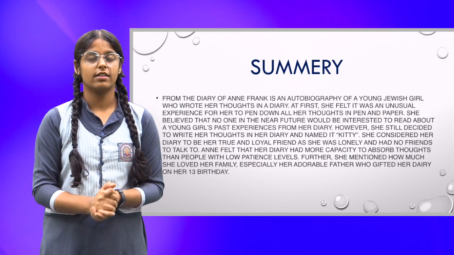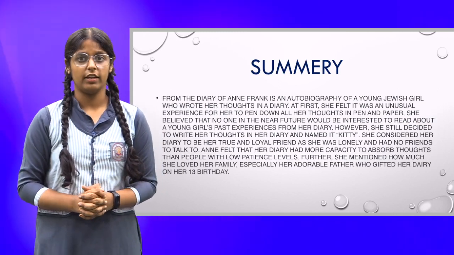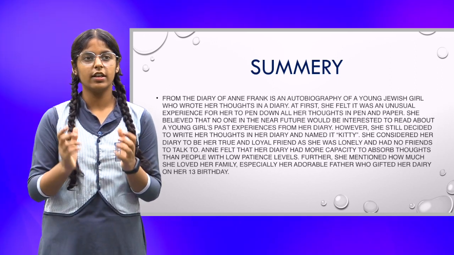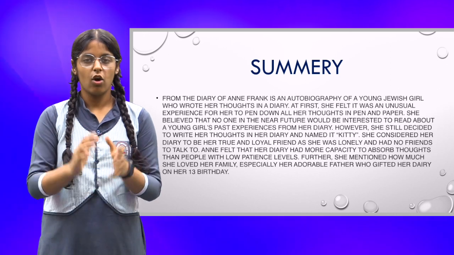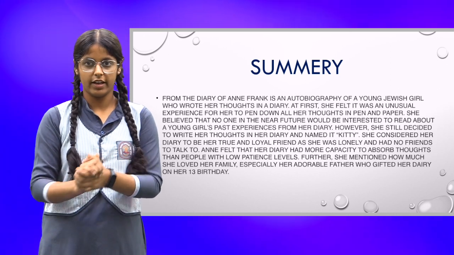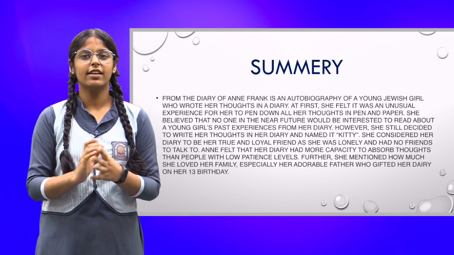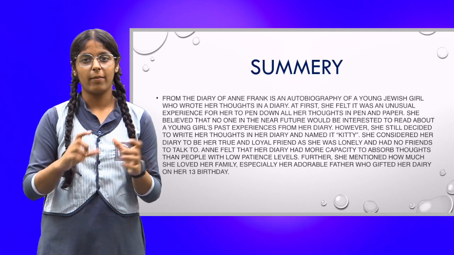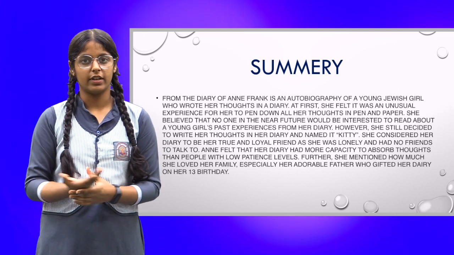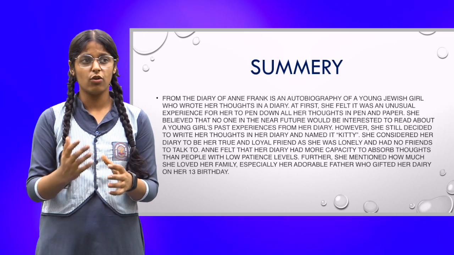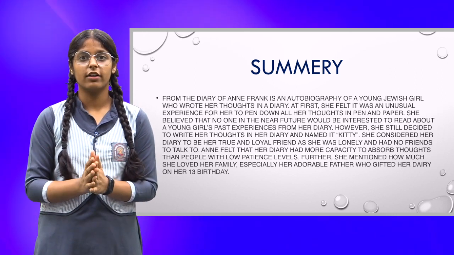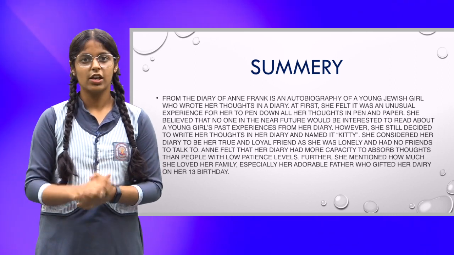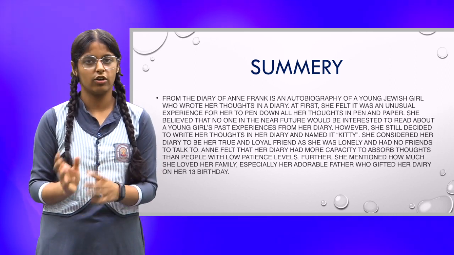The summary of the lesson: From the Diary of Anne Frank is the biography of Anne and her family. She was a 13-year-old young Jewish girl who wrote all her thoughts in her diary. At first, she felt that it was an unusual experience to pen down her whole thoughts on pen and paper. But after that, she thought that no one in the near future would be interested to know about a young girl and her past. So she decided to write her thoughts in a diary.